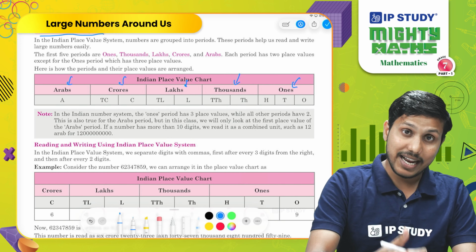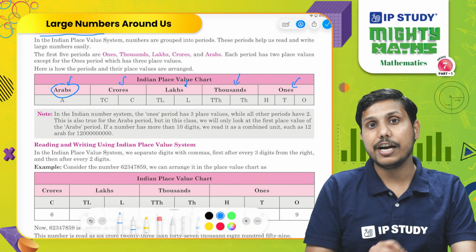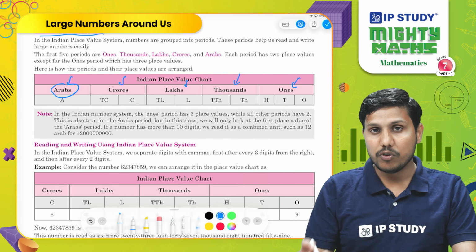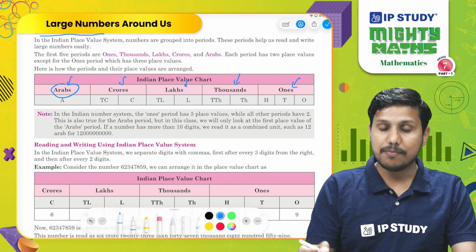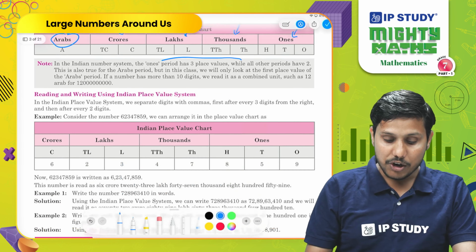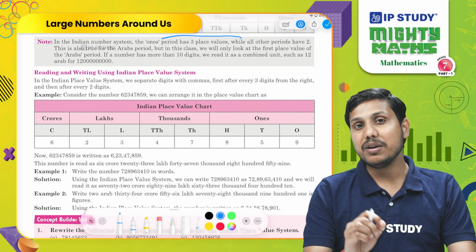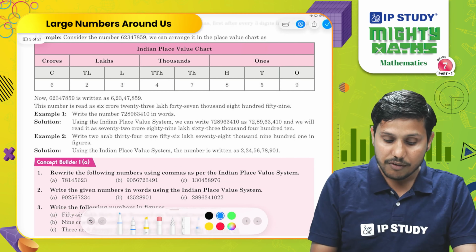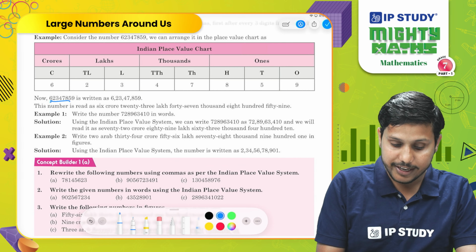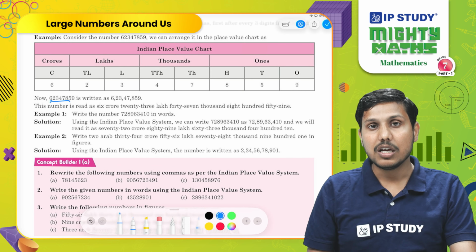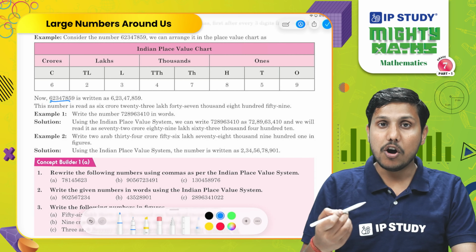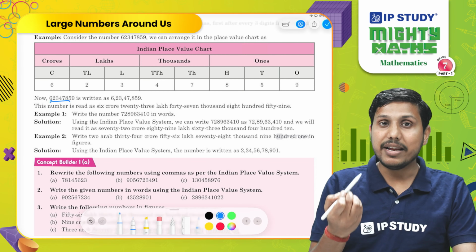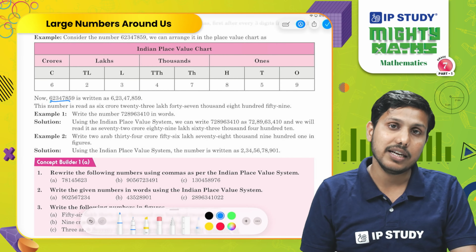After arab, it will be 10 arab, which will be part of this period only. So we can see that the ones period has 3 place values, but the rest of them will have 2 place values. In order to read and write numbers using the Indian place value system, we put commas after each period. Let's suppose we have a number which has digits 6, 2, 3, 4, 7, 8, 5, 9. Now it will be difficult to read it if we don't know how the Indian place value system works. So for that, we place commas according to the periods in the Indian place value system.